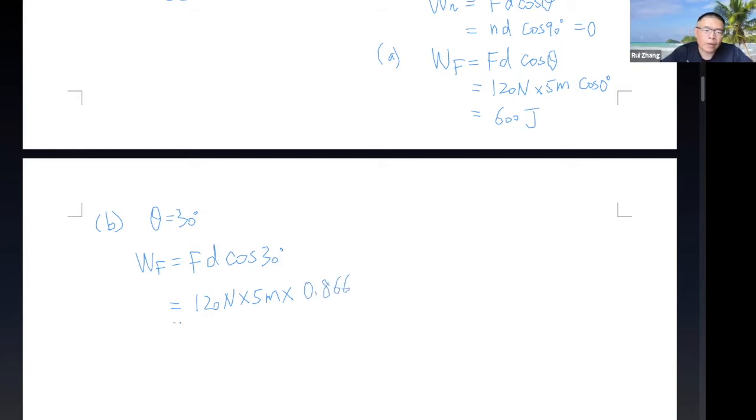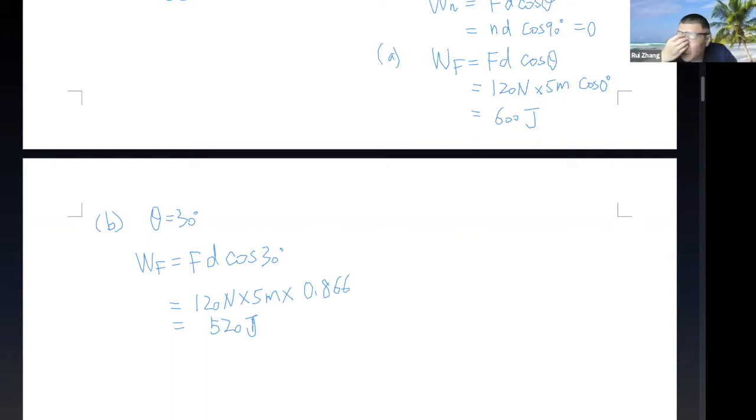So put them together, you have basically 600 times 0.866, which is 519.6. I'll just round it to 520 joule. Now you see that the force, the magnitude of the force, and the distance traveled are the same, but the work done is different. In the first case, it does more work than the second case.